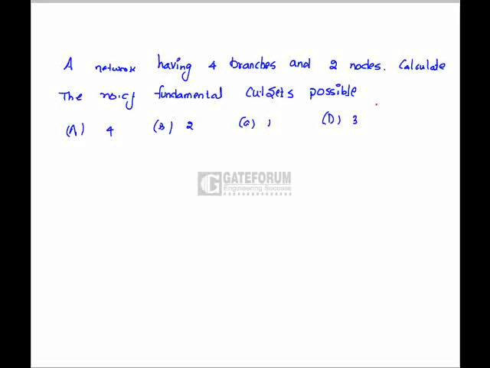The question is, a network having 4 branches and 2 nodes, calculate the number of fundamental cut sets possible. We know that this is a question from graph theory, where the number of fundamental cut sets equals the number of nodes minus 1. Here the number of nodes n is 2. So 2 minus 1 is 1. Hence option C is correct.